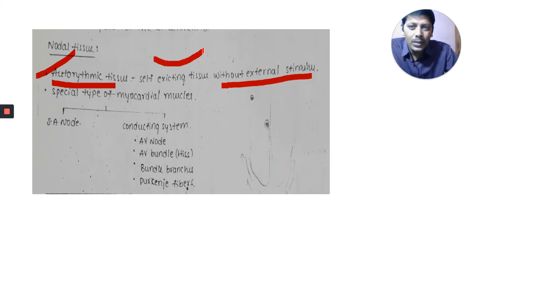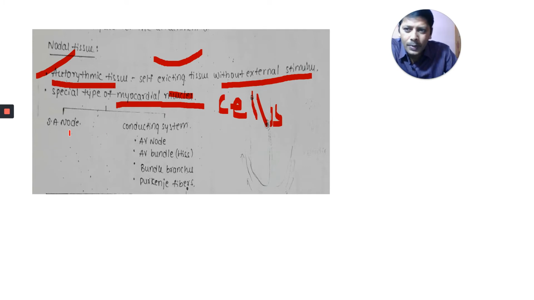For example, our skeletal muscles are also excitable, but they require some stimulus. But here, without any external stimulus, they can excite. Okay, that's why it is a self-exciting tissue, autorhythmic tissue, and a special type of myocardial cells. Okay, specialized myocardial cells are present here.